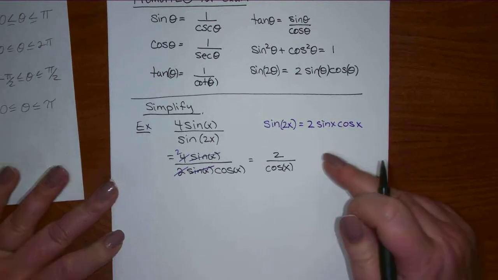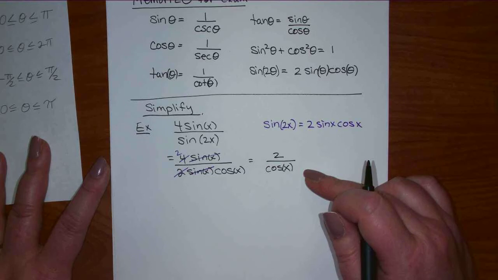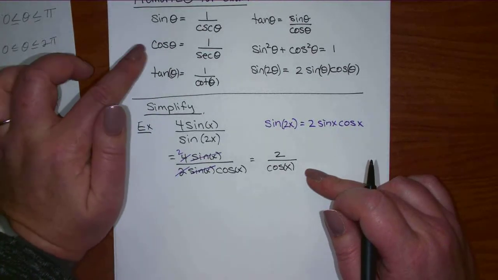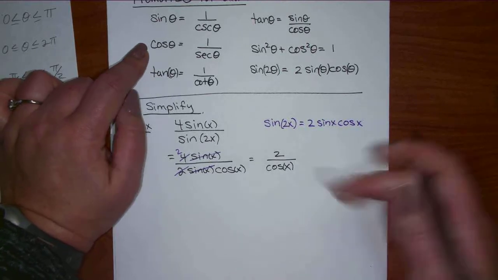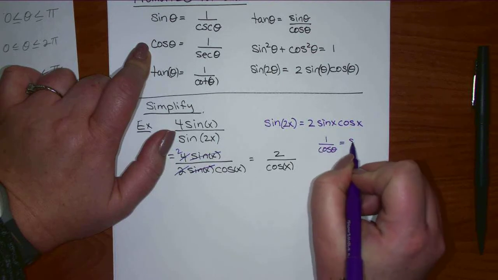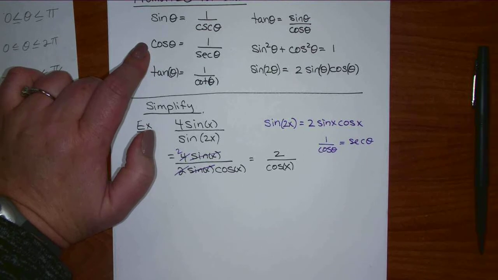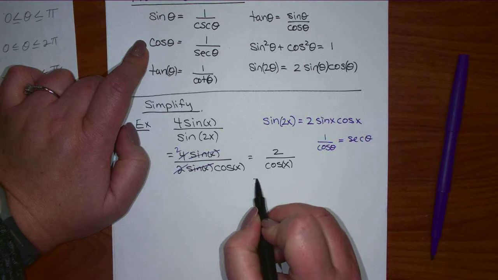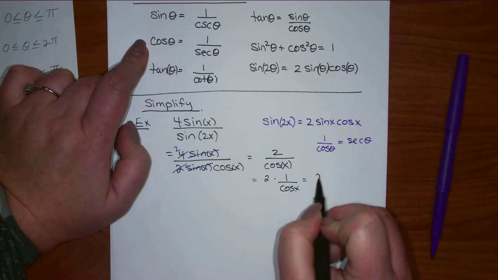We could write this one more way. What's 1 over cos equal to? It's up here. This one right here can be 1 over secant or 1 over cos. You can write 1 over cos is equal to secant. They're reciprocals of each other. When you flip over cos, you get secant. When you flip over secant, you get cos. So this is a 1 over cos. We could write this as 2 times 1 over cos, which is 2 secant.